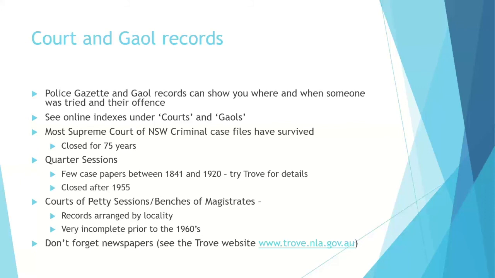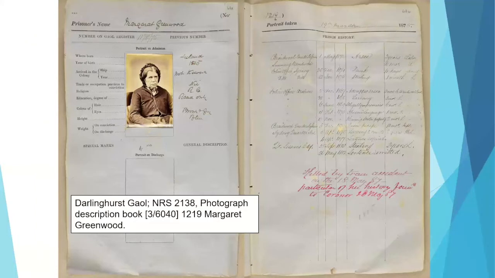And don't forget newspapers, of course. So the National Library of Australia's Trove website is wonderful for searching newspapers, and you might actually find there's a write-up of the court case, which is a lot more detailed than the record you might find in our collection.